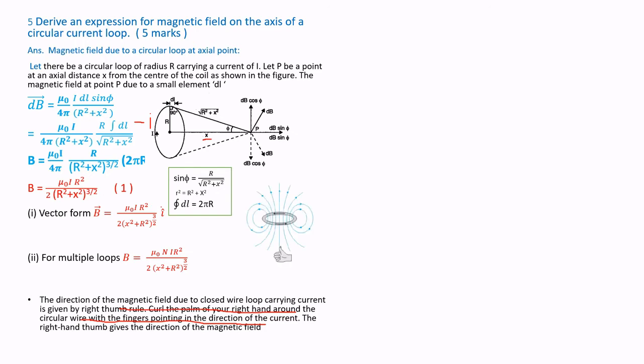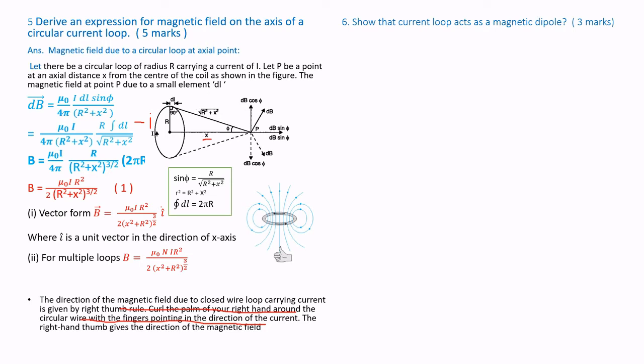Okay, this is the right hand rule. You see here, this is given. See, the thumb is pointing up, so that gives the direction of the field. This is the direction of the field, and fingers are turned like this, so current is turned like this. This is very important. You have to remember the direction is given by the right thumb rule.